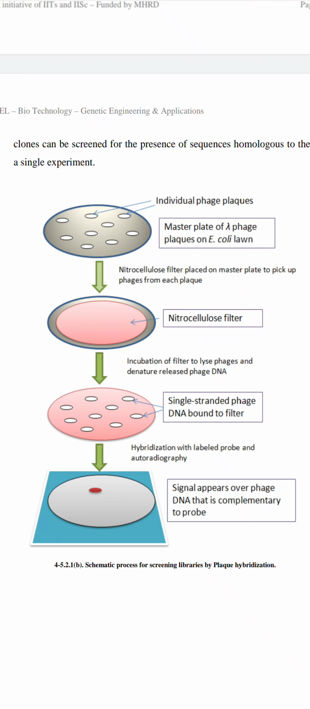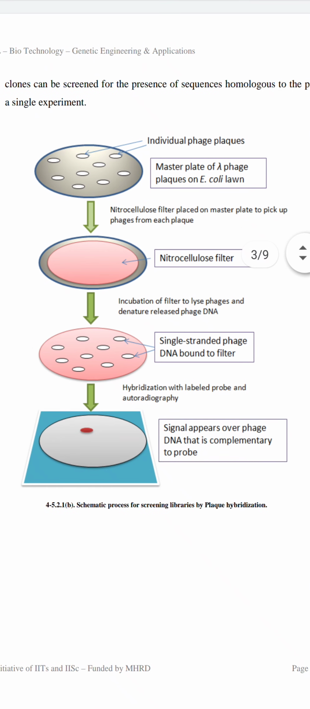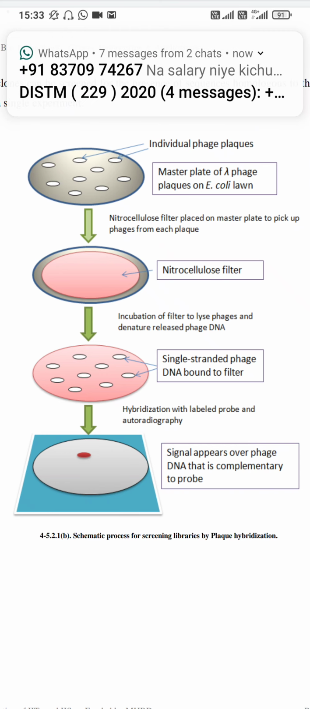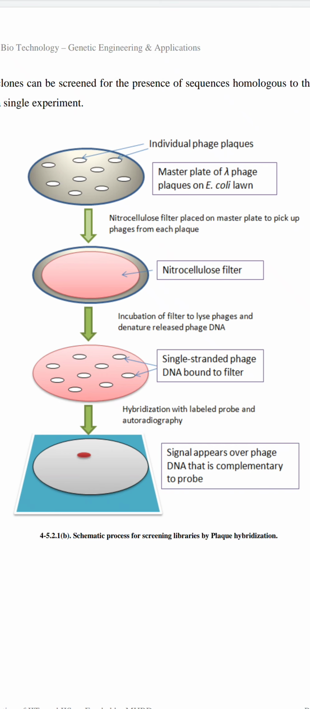Then we apply a nitrocellulose filter placed on that master plate to pick up the phage from each plaque. It has not been shown that the plaques have been lifted, but they have been lifted. Along with that, some of the DNA gets stuck onto this nitrocellulose filter membrane.